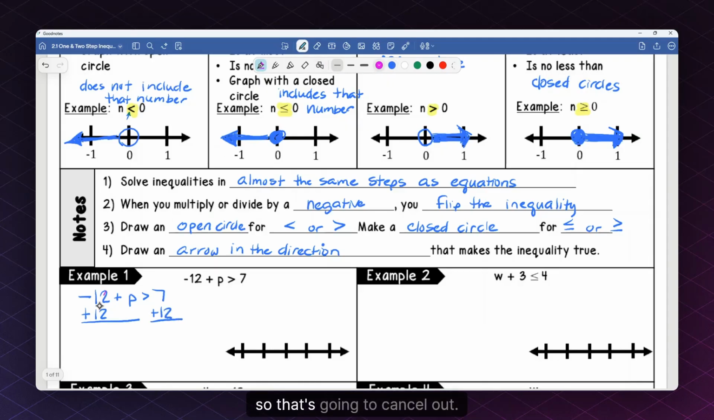Okay, so that's going to cancel out. And I'm going to get P is greater than 7 plus 12 is 19. Okay, that's my answer. I got P all by itself. So that was nice and easy. That was only one step, right?